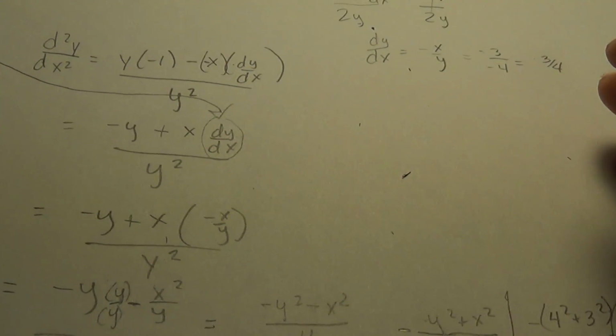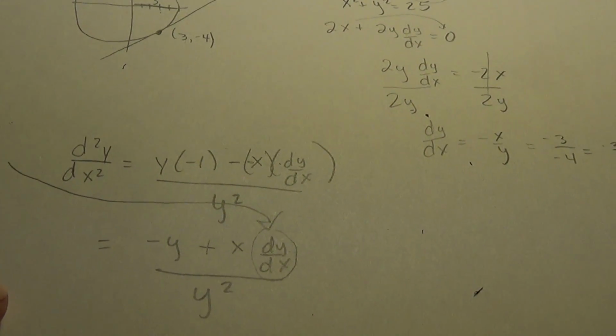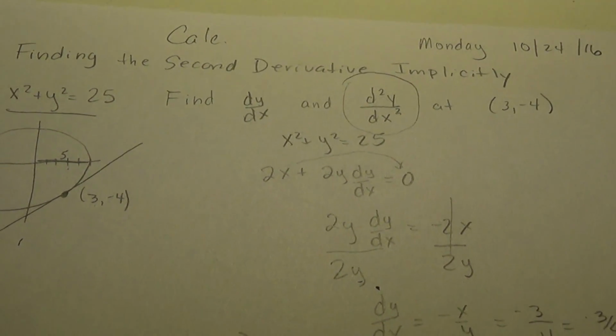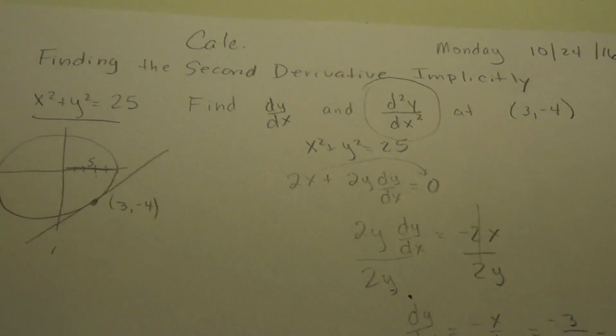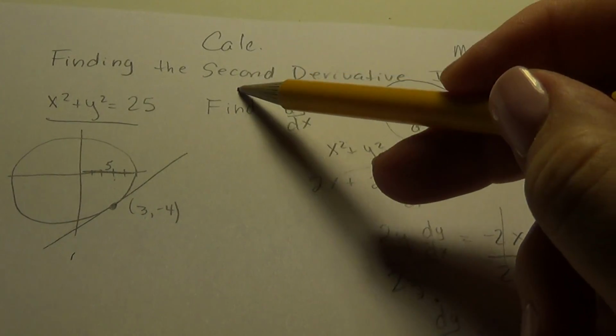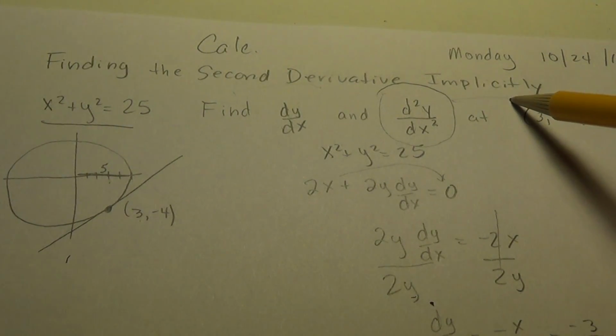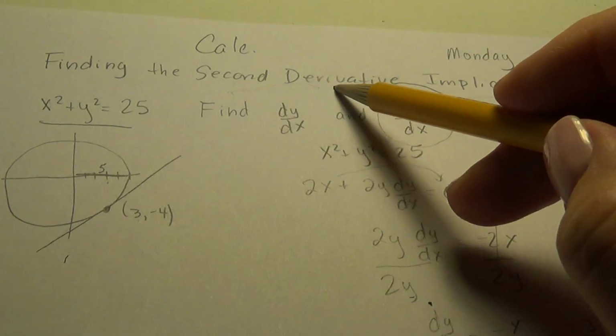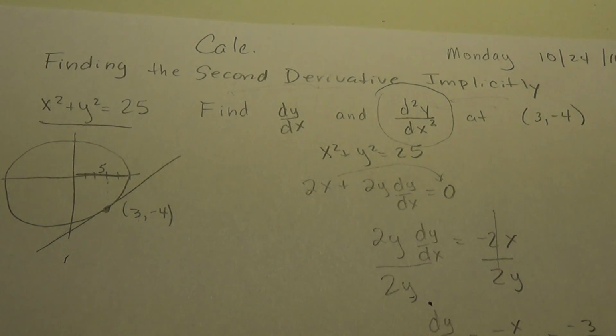So there isn't anything way out new. It was just using some ideas. We talked about second derivatives, we talked about implicit differentiation, and now we're finding second derivatives implicitly.